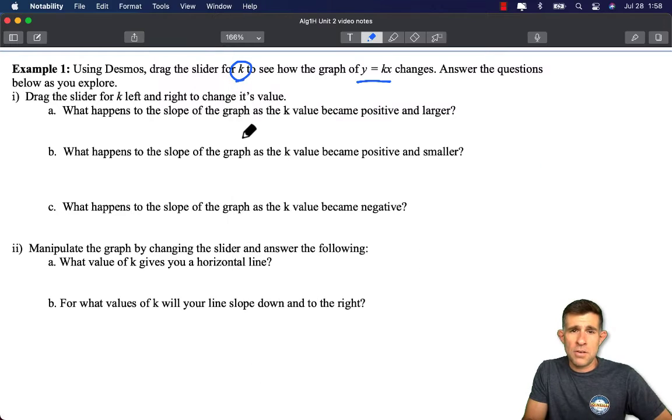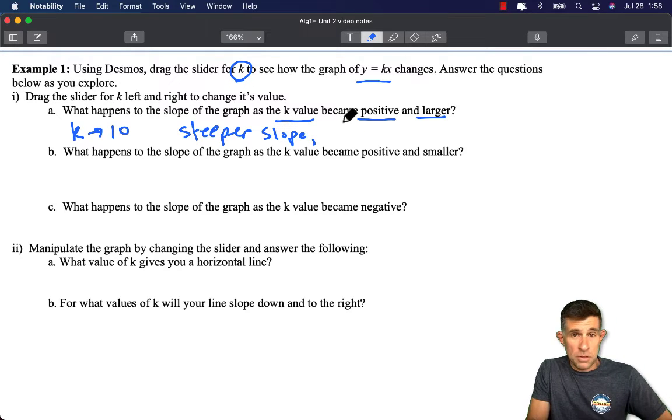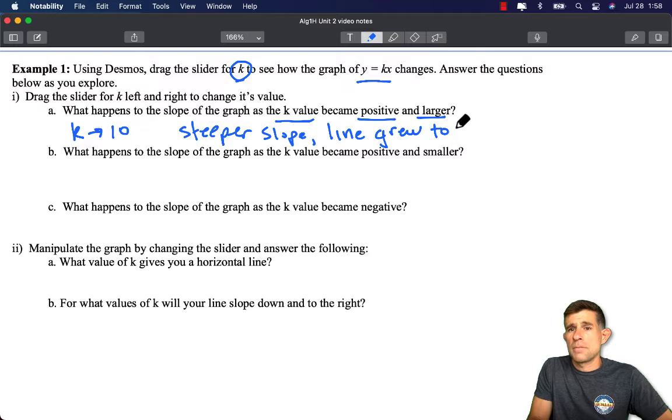All right, let's go back to our notes here and see if we can answer a few of these questions. What happened to the slope of the graph as the k value became positive and larger? Well, as k grew towards 10, we noticed that it was a steeper slope. We noticed that the line came close to the y-axis. The line grew towards the y-axis. Oops, let's see if I can spell towards right here.